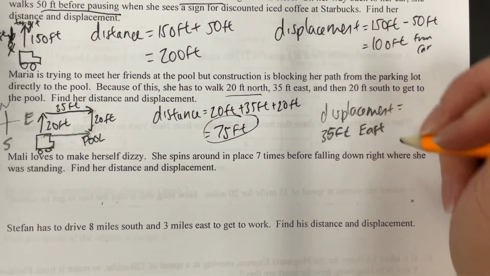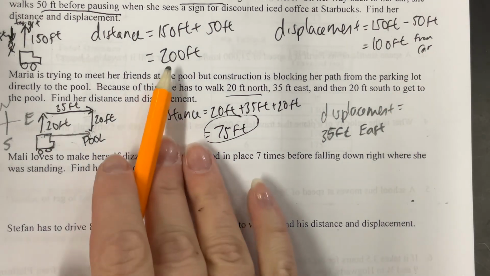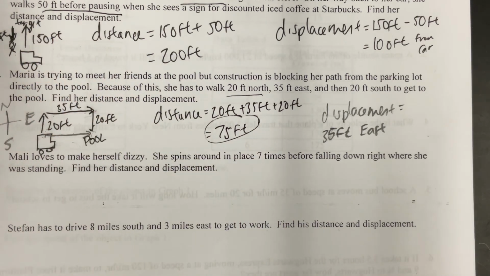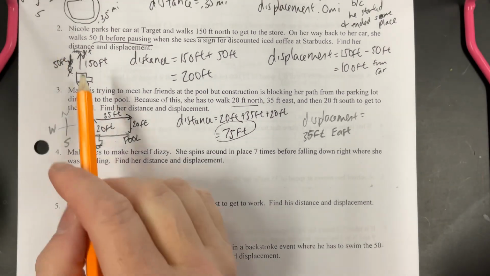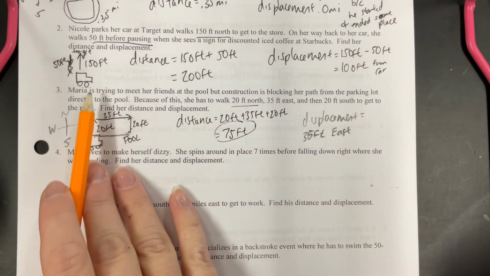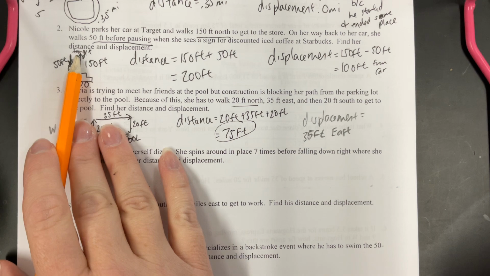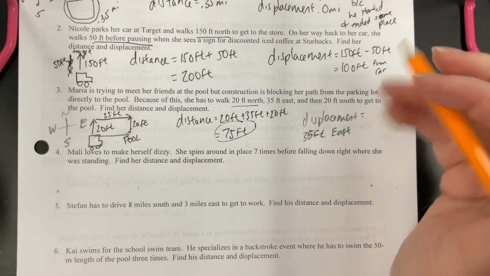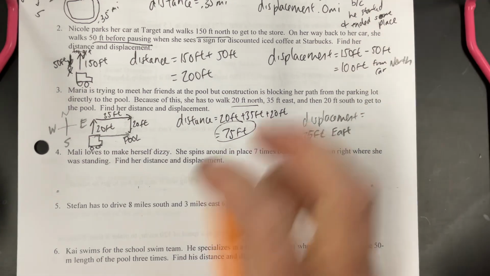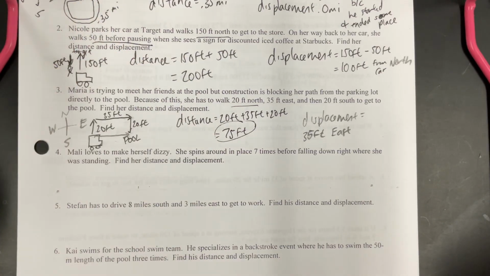And I should have put directions on these other ones. I was lazy. This one was 200 feet, and that was up for the last one. Sorry, I forgot to put the directions. This one the displacement was 100 feet from the car, so that was north of the car, right? This one you ended up back at the same thing, so it wasn't in any direction. Okay.